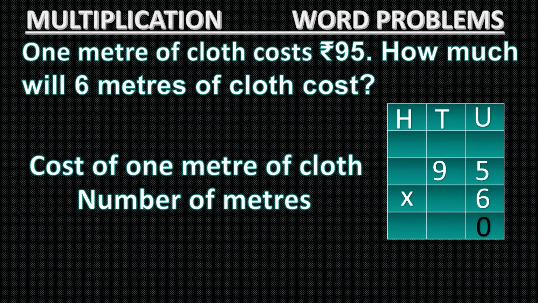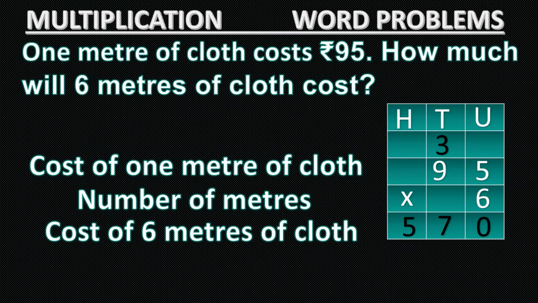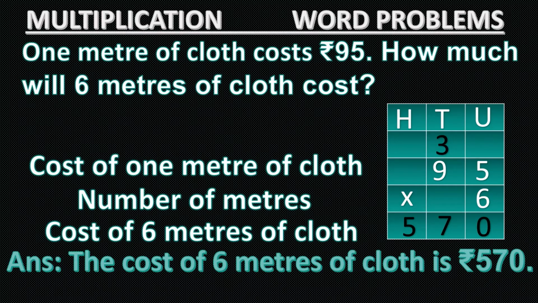6 5s are 30. We write 0 in units place, 3 in tens place. 6 9s are 54. Plus 3, 57. Write 7 in tens place, 5 in hundreds place. Cost of 6 meters of cloth. The final statement will be the cost of 6 meters of cloth is rupees 570. Next question.